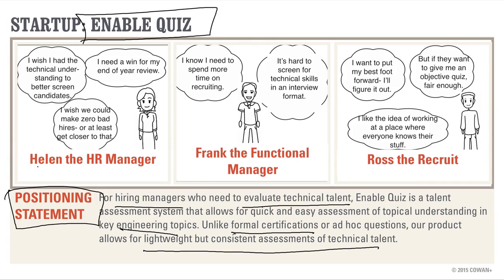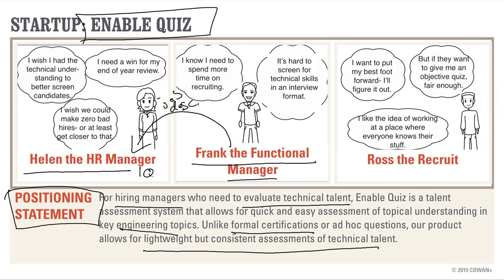Let's take a look at the storyboard. Our major actors here are Helen, the HR manager, who is in charge of getting candidates in and doing some initial screening. Frank or Francine, the functional manager, who is the actual, let's say, development lead or development manager. And the way they interact is that when Frank or Francine needs to hire somebody, they give a job description to Helen or Hank. And regarding Enable Quiz, he or she then takes this and makes a little quiz, and a quiz may have several topics.